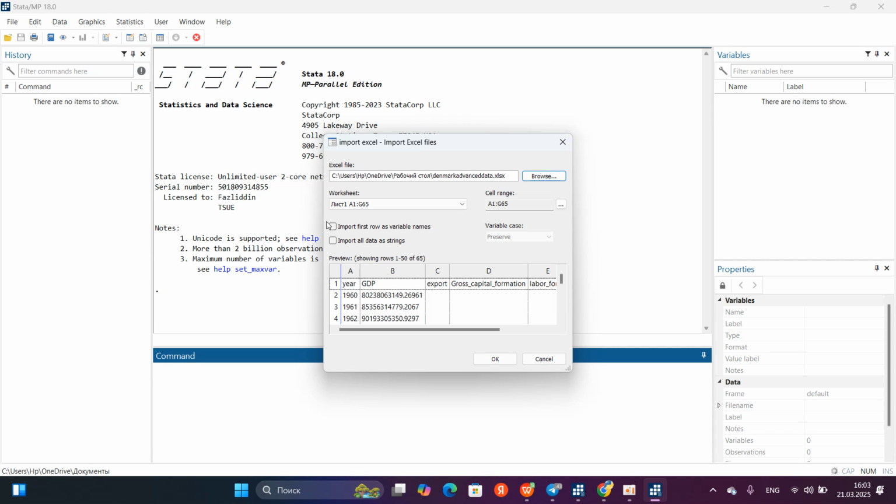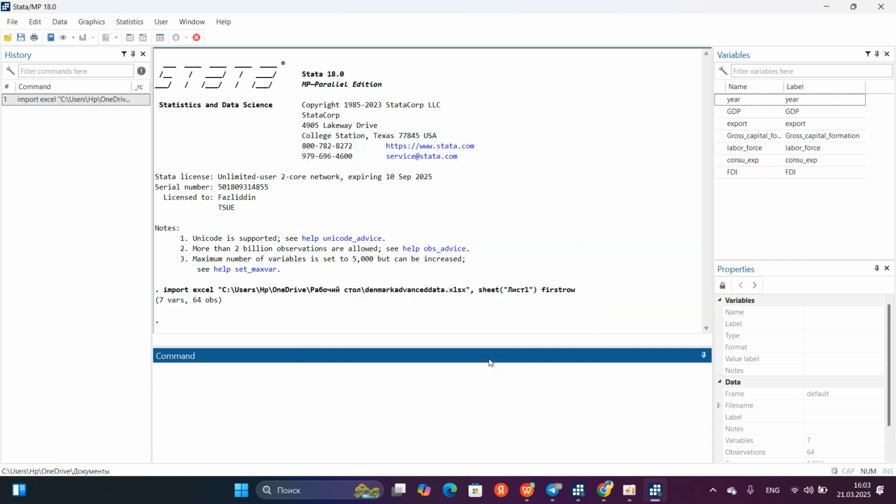Don't forget to click the first button, because when you forget that, your variables will be A, B, C, and other capital letters of the Latin alphabet. If you click that button, your variables will be GDP, export and other variables that you got from the Open Data Bank. And press the OK button. Okay, here you can see all the variables.